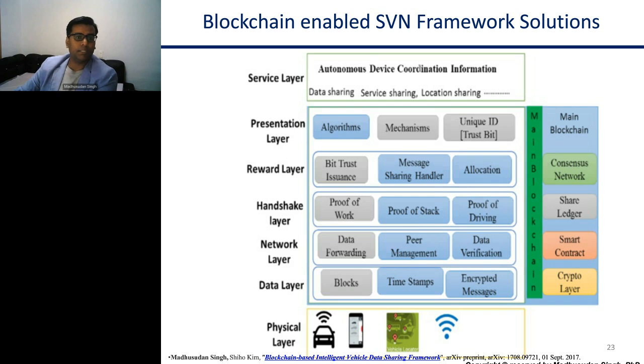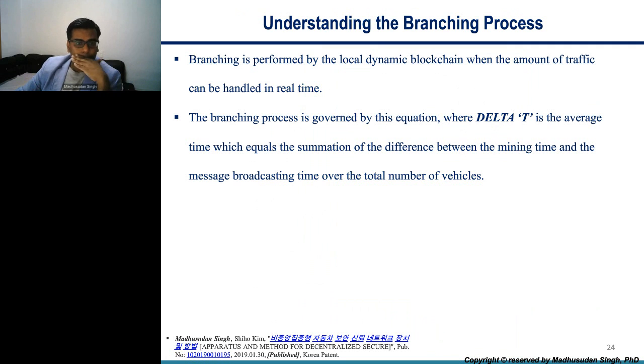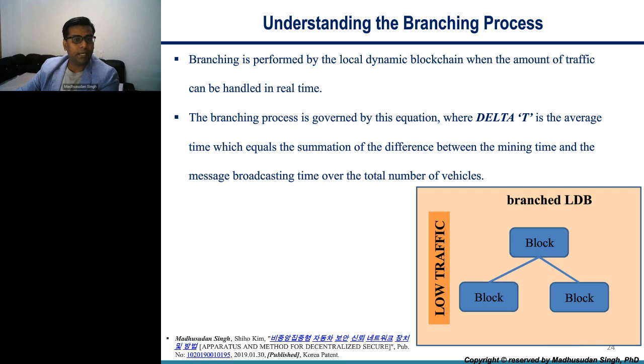We proposed this framework, and then we talk about our branching system. As I said about the local dynamic blockchain, at some particular times there is a lot of traffic congestion. In that case, to handle that information, it can automatically create a branch, and within that branch it can manage the information. We have a patent on this proposed branch-based blockchain vehicular communication. Branching is performed by the local dynamic blockchain when the amount of traffic cannot be handled in real time. The branching process is governed by these equations, where delta T is the average time, which equals the summation of the difference between the mining time and the message broadcasting time over the total number of vehicles.